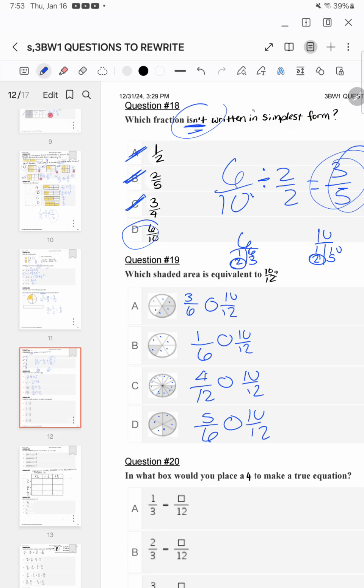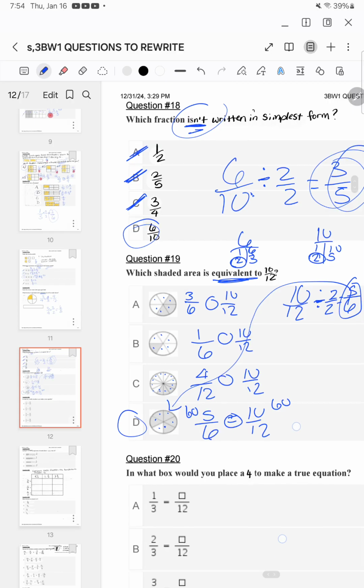Alright, now you can actually make 10/12 smaller if you think about it. You can divide them both by 2 and end up getting 5 over 6. There's a fraction that matches exactly that, and that's right here, 5/6. And if you compare it to double check, 6 times 10 is 60, and 5 times 12 is also 60. So this is your only equivalence.